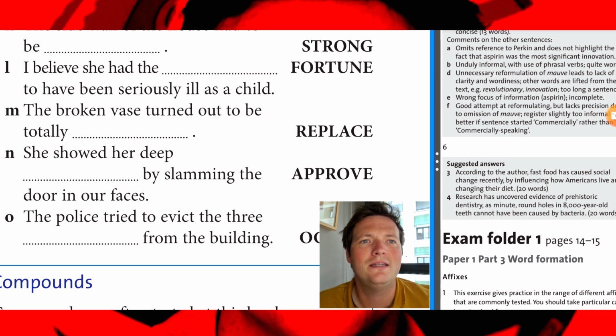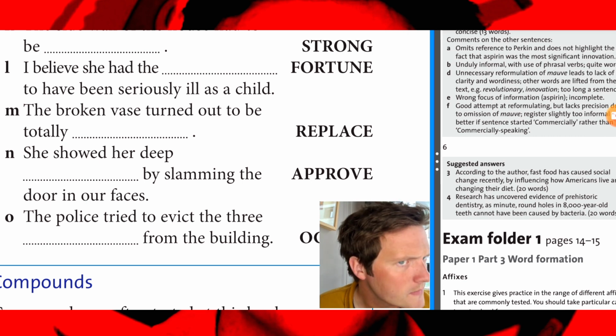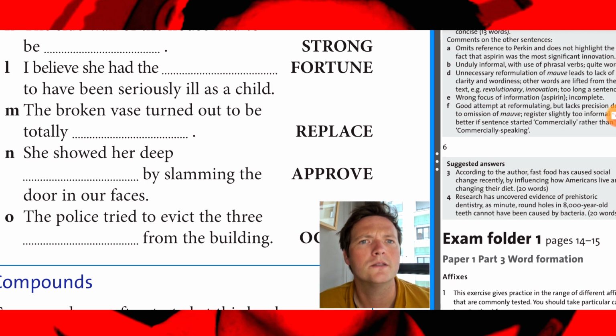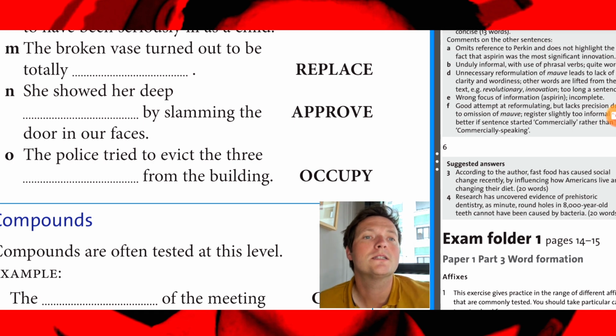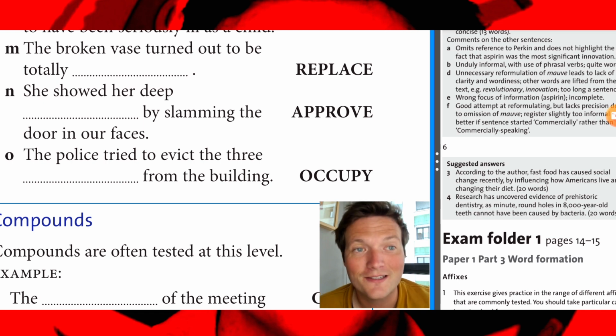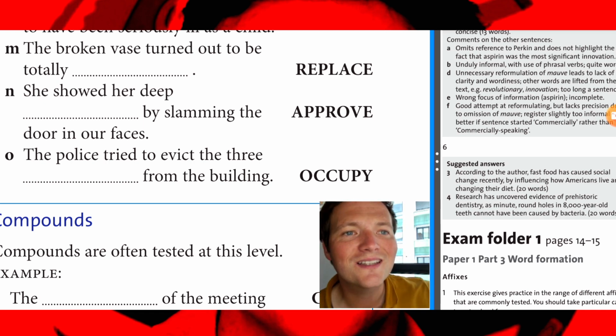Okay, she showed her deep approve by slamming the door in our faces. So she didn't approve of what was happening, whatever Machiavellian plan we were developing behind those doors. She showed her deep disapproval by slamming the door in our faces. Okay. Oh, the police tried to evict the three occupy from the building. That's interesting. Yeah, the three occupants.